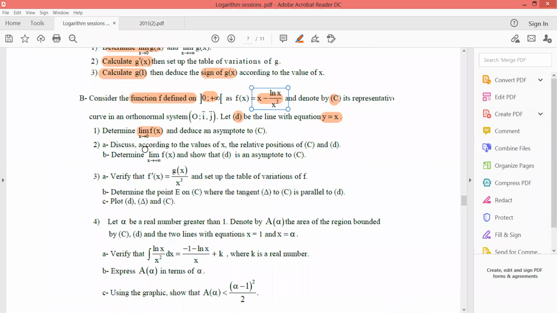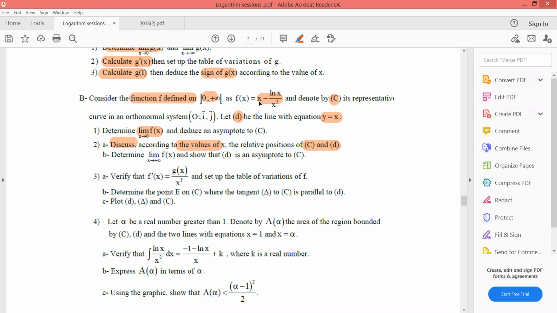Then discuss according to the values of x the position between C and D. How to determine the position between a curve and a line? To determine the position between a curve and a line, you find the sign of f(x) minus y_D. What will be f(x) minus y_D here in this exercise? f(x) minus 1x. f(x) minus y_D.